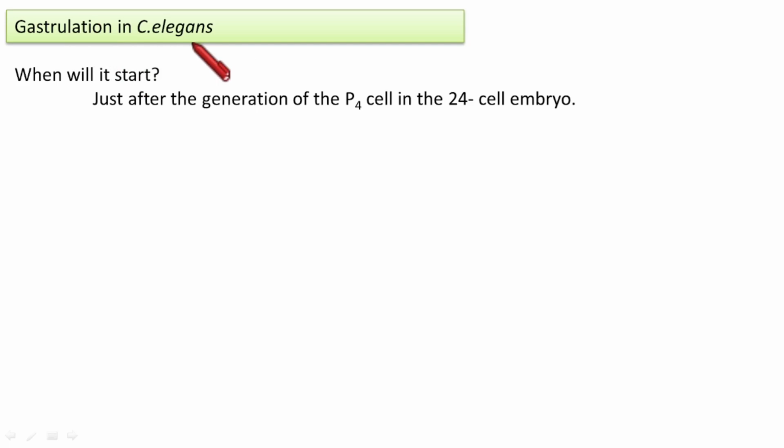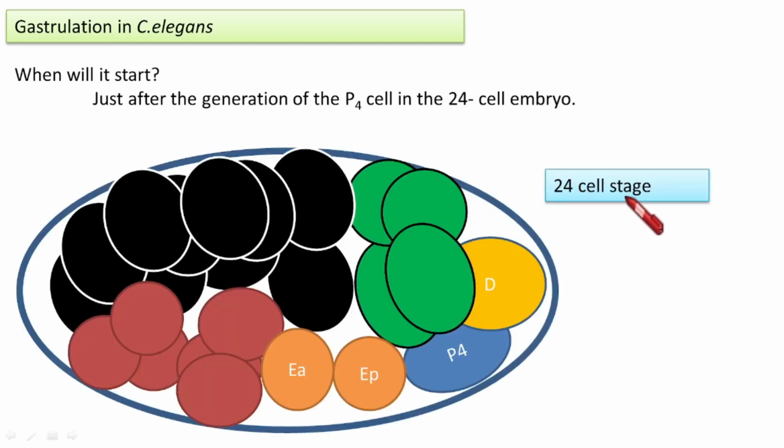In the case of C. elegans, gastrulation starts after the formation of the P4 cell, that is after the fourth division, and the embryo goes on dividing, and as it reaches its 24-celled stage, from that stage onwards gastrulation starts. Here we can see the 24-cell stage, and in that stage there is a fluid-filled cavity inside this embryo. Its name is blastocoel.